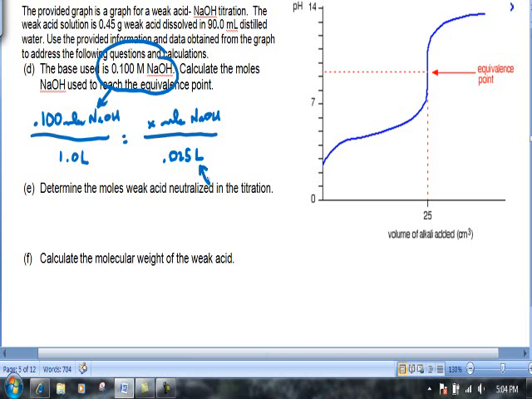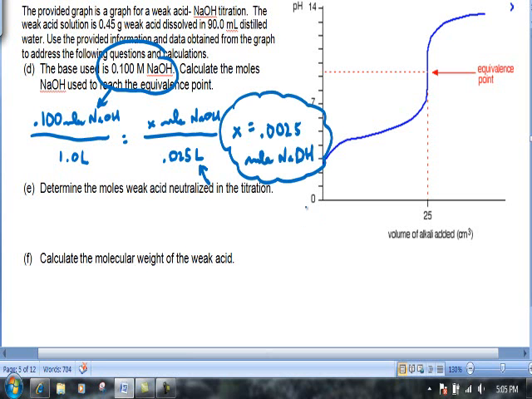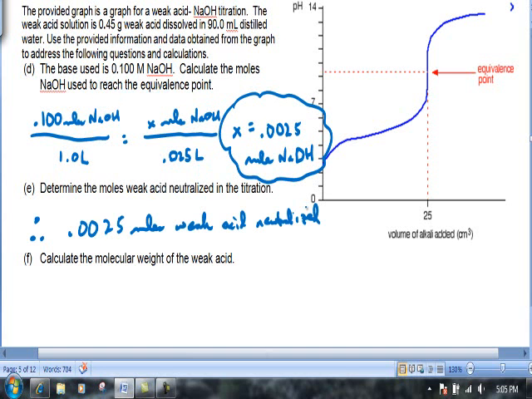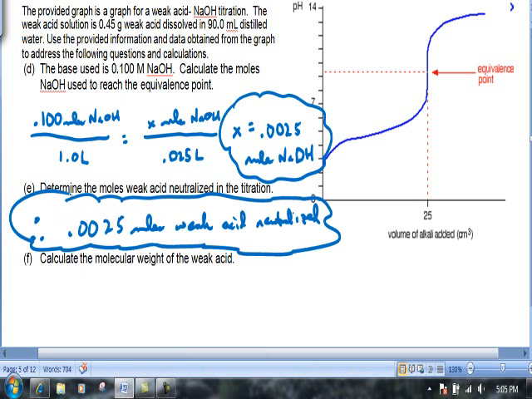We've established that we had 25 milliliters of base added to reach the equivalence point. We can use a proportion to find out how many moles of base were added to neutralize the acid. Calculating X, we find that we added 0.0025 moles of sodium hydroxide to reach the equivalence point. The equivalence point is when moles of acid and moles of base are equal. So we also now know that we had 0.0025 moles of acid that got neutralized by the time we reached the equivalence point.